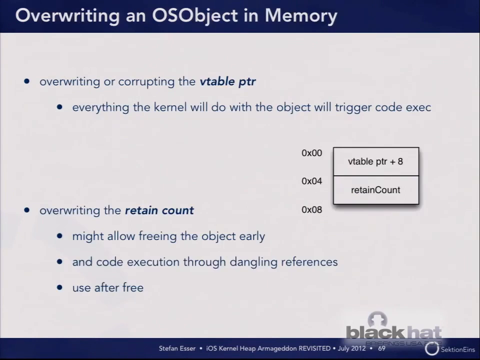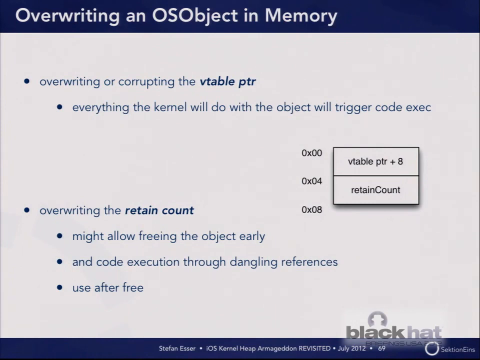Okay, now the interesting thing. What happens if you have this object in memory and you overwrite it? Because there are only two things in there, you can only overwrite these two things. And when you look at browser exploits, you see they always try to overwrite the vtable pointer. And you can do the same in the iOS kernel. You just overwrite the vtable pointer, and the next time the kernel tries to do anything with this object, it will use the function table you supplied by overwriting the pointer. Okay, in this case, it might be tricky, because you have to put this function table somewhere in kernel memory and then let it point to it.